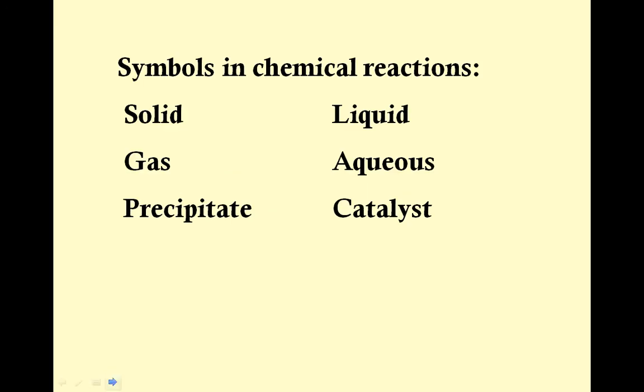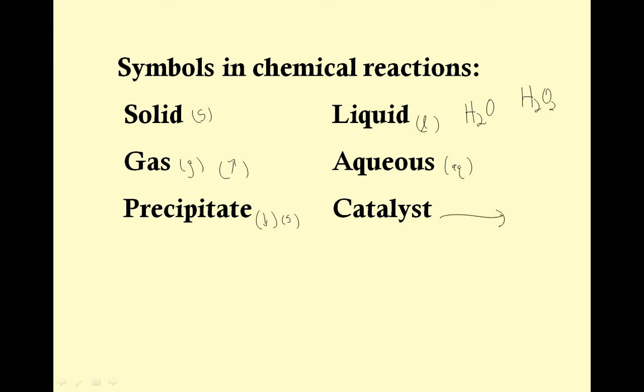So chemical equations. Got to be able to pick what these things are. Symbols in chemical reactions, we need to know that's a little s, that's a little g, sometimes a little up arrow. Precipitate is a little down arrow, sometimes a little s. Liquid, very rare, pretty much only water. You almost never have a pure liquid in anything. H2O2 is another one that's frequently a liquid, but that's about it. Aqueous, anything you think is a liquid is usually aqueous.